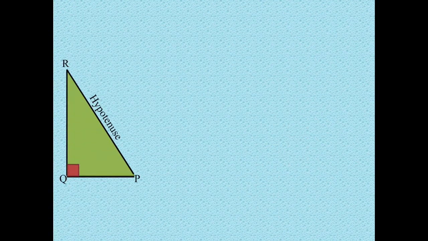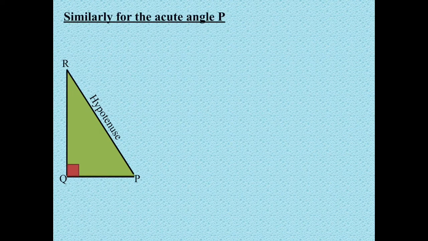Now similarly, if we have triangle PQR with Q 90 degree, then PR is the hypotenuse. If we consider the acute angle P, then QR is opposite side to this angle P and PQ is the adjacent side for angle P. It is important to identify opposite side and adjacent side with respect to the given angle in every right angled triangle.